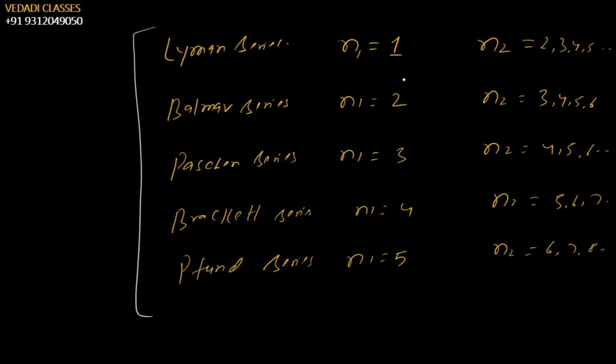N1 is always fixed. For the Lyman series it is 1, Balmer is 2, Paschen is 3, Brackett is 4, and Pfund is 5. N2 may vary, depending on how the electron will jump from one orbit to another. Now we will discuss the shapes of atomic orbitals.